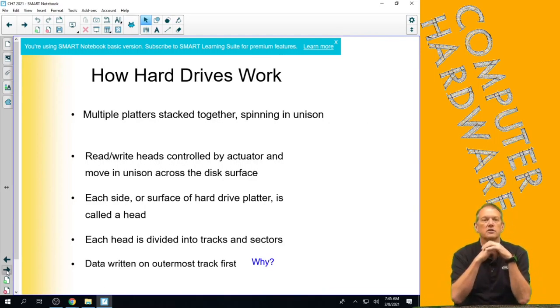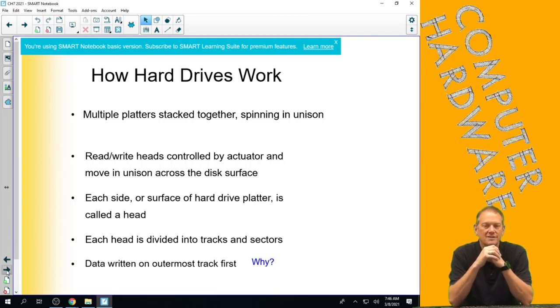How do they work? Basically, in a traditional hard drive, we've got multiple platters stacked up, like you saw those four in that illustration, spinning together in unison at extremely high rates. In fact, the lowest speed drives anymore are 5,400 revolutions per minute, whereas the highest drives get up to 15,000 and 20,000 revolutions per minute.